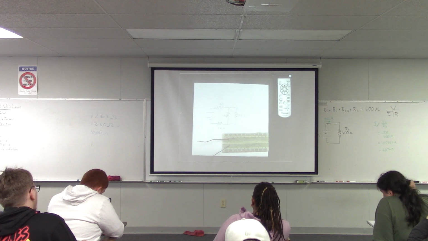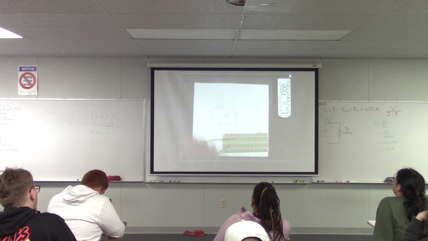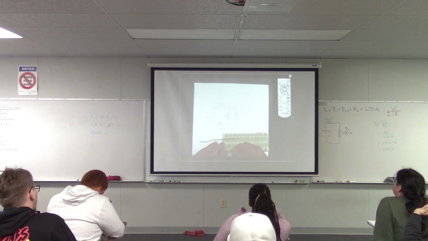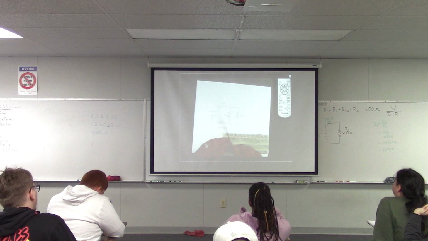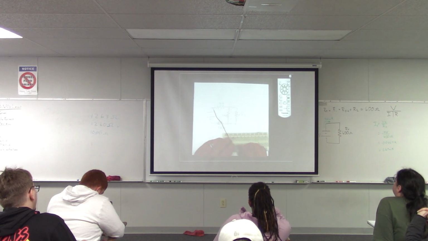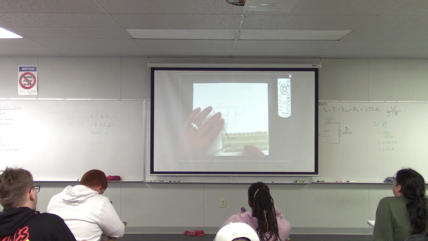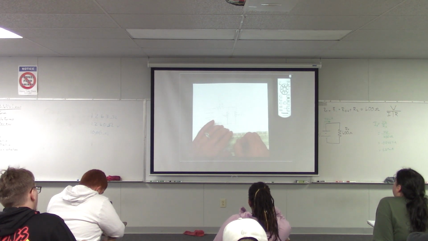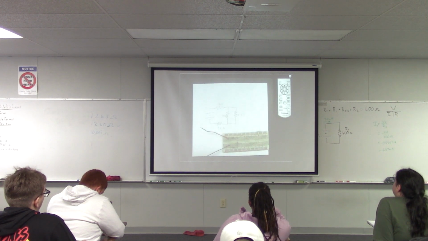So I put the 1 kilo ohm resistor up there. I would put the 2 kilo ohm resistor down here on the bottom. And then I would find the 5 kilo ohm resistor, and I'd put that in the middle here. And then the 10 kilo ohm resistor would go over here on the right-hand side.